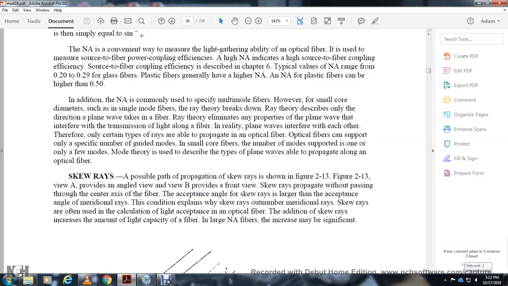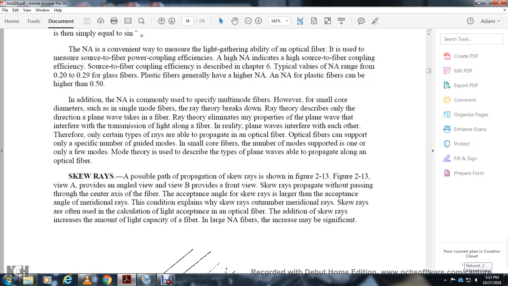Skew rays. A possible path of propagation of skew rays is shown in figure 2-13. Figure 2-13 view A provides the angled view, and view B provides the front view. The skew rays propagate without passing through the center axis. The acceptance angle of skew rays is larger than the acceptance angle of meridional rays. This condition explains why skew rays outnumber meridional rays.